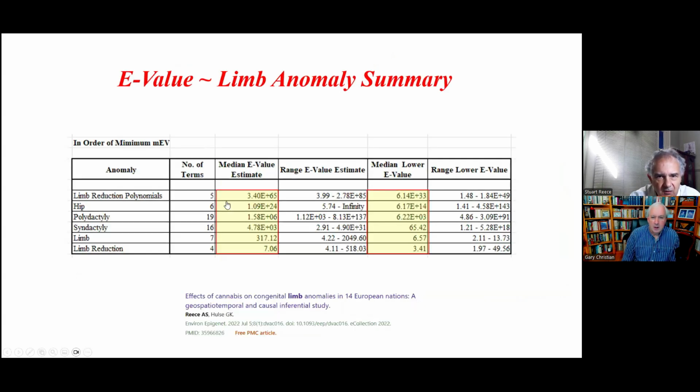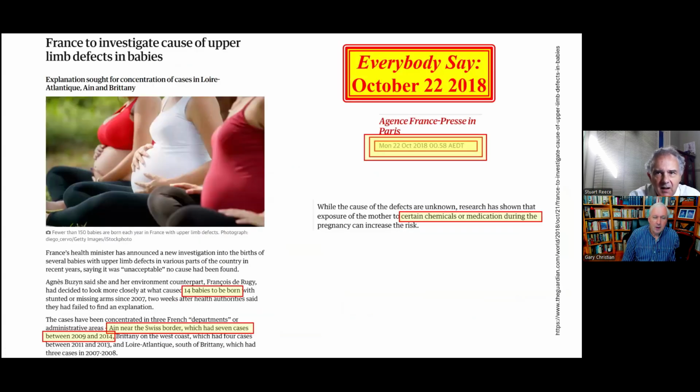And then this is anomaly by summary. So this is the median E values for these. The median E value estimate and the lower bounds are highly significant there. Now, I wanted to speak specifically about these newspaper reports that were released. This site is available on the web. As you can see, the web address is there.